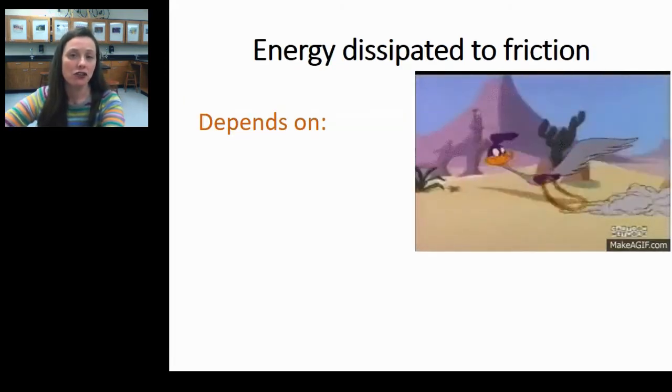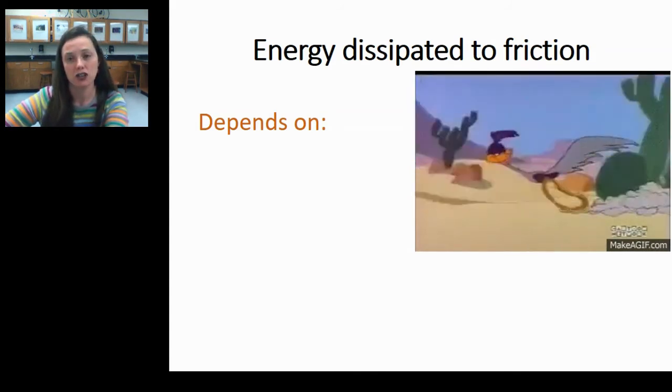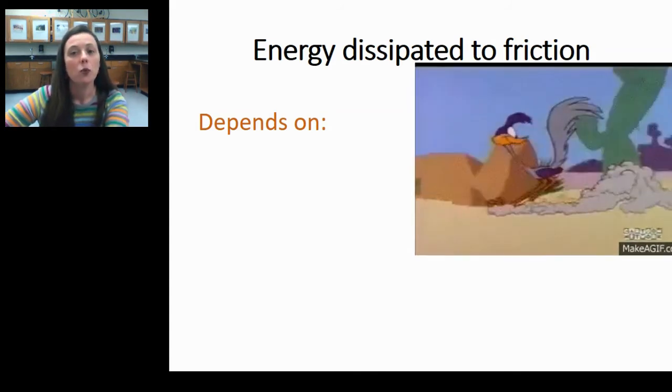The last type of energy that we will look at here is energy dissipated due to friction. When we have friction that is dissipating the energy in the system, it does not mean that the energy is disappearing. Energy is conserved. It does mean that some of the energy that our objects used to have has been converted into other forms, mostly into heat.